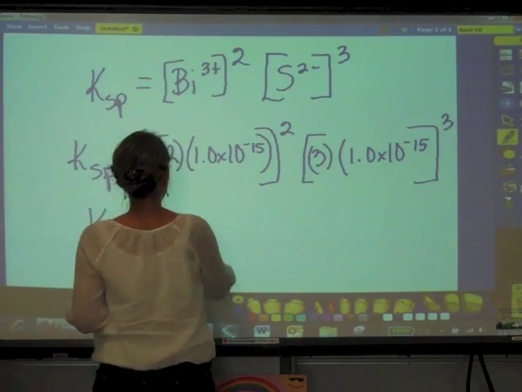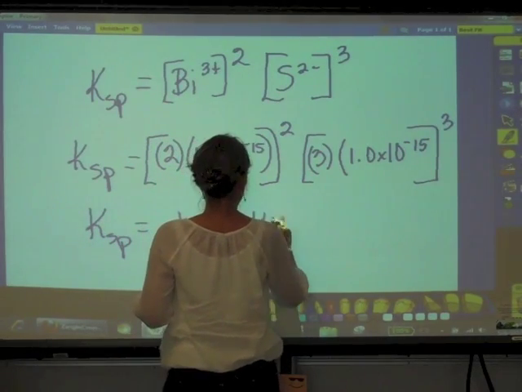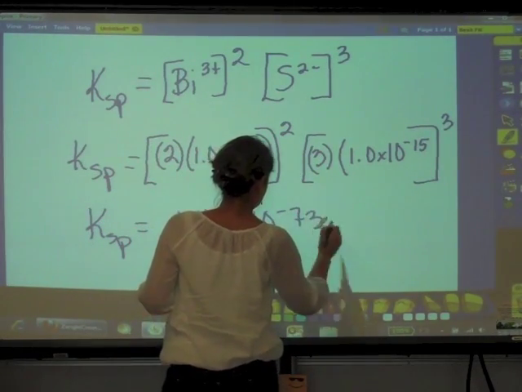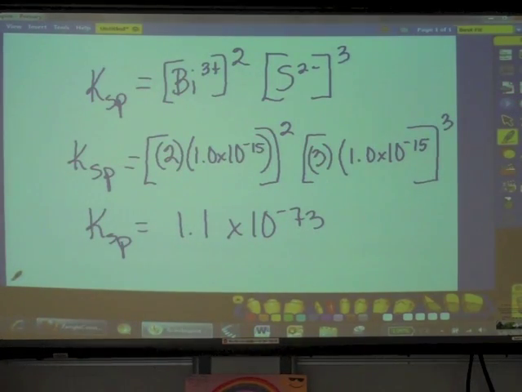1.1 times 10 to the minus 73rd. Is that a large or small value for K? That's a pretty small value for K. That would be the smallest value of K we've ever seen. So equilibrium lies left or right? It lies pretty far left.